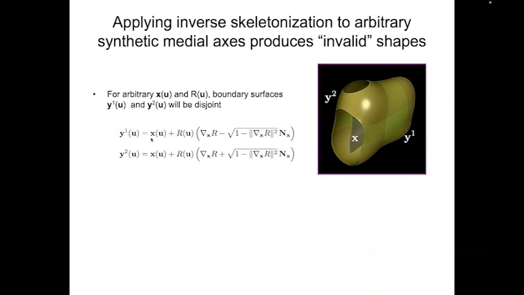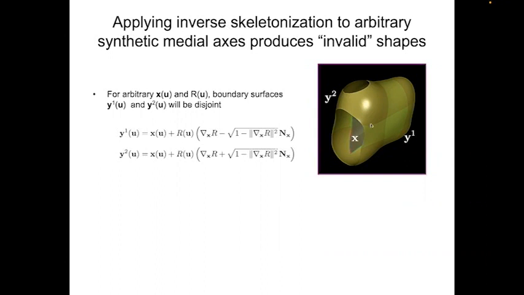The problem is that if you just put an arbitrary function x and arbitrary function r in this, you'll have two problems. First of all, y1 and y2 are going to be disjoint surfaces. And that's because if we want them to come together along the edge of this manifold x, y1 has to equal y2. And for y1 to equal y2, there's a certain constraint that x and r have to satisfy along this edge that arbitrary surfaces will not satisfy.